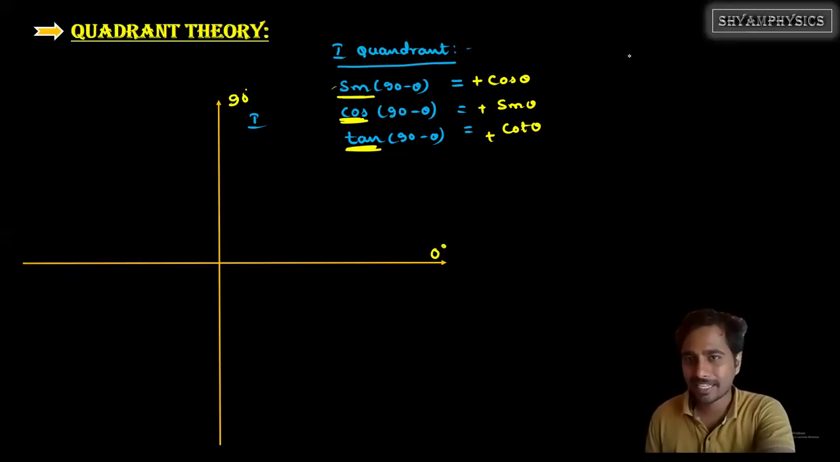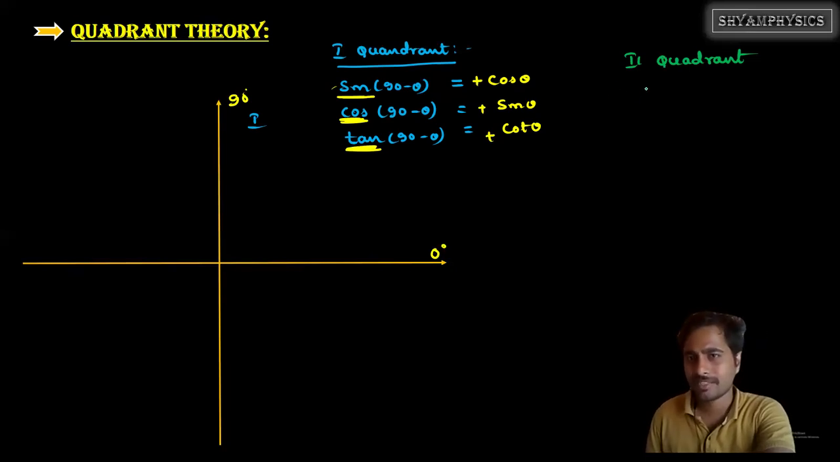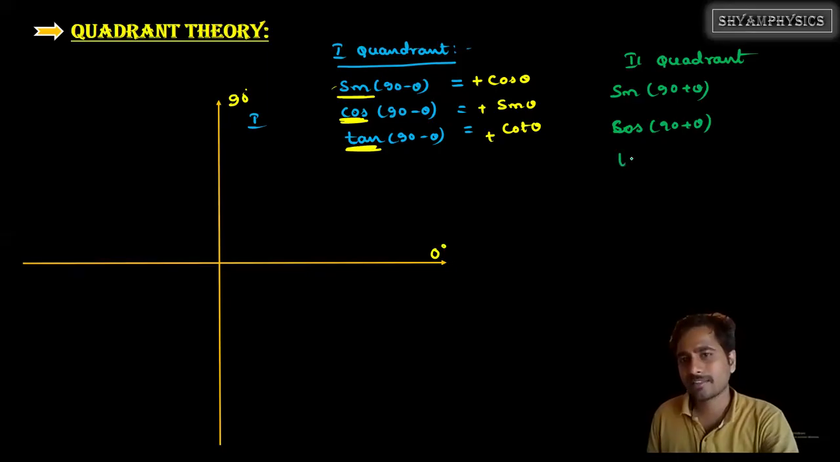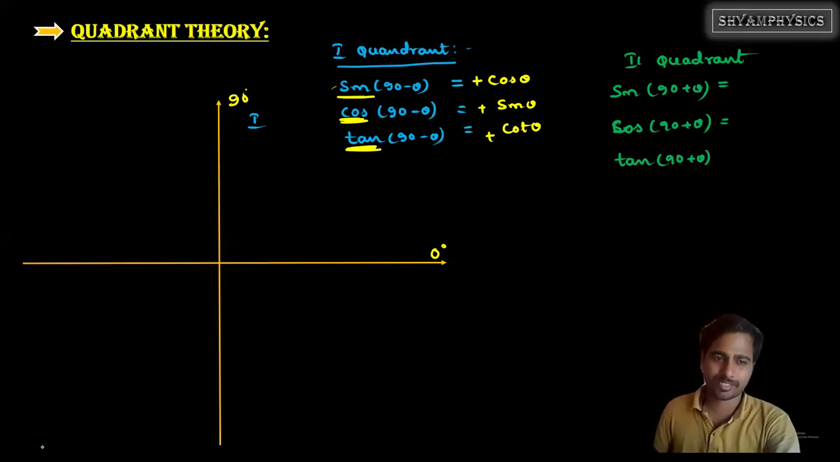Good. Coming to the point of the second quadrant. In the second quadrant, how to write the values? For example, sine 90 plus theta. It is second quadrant. Next, cos 90 plus theta. 90 plus means it will come to the second quadrant. And then the third one is tan 90 plus theta.